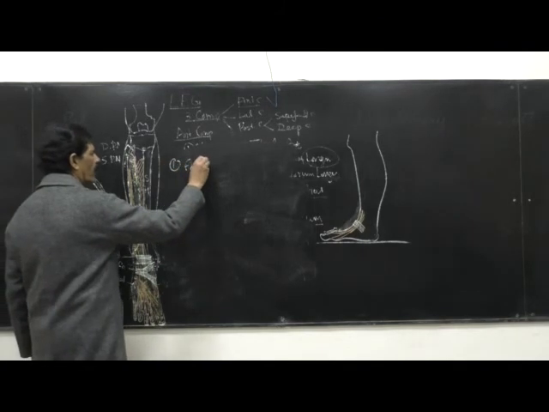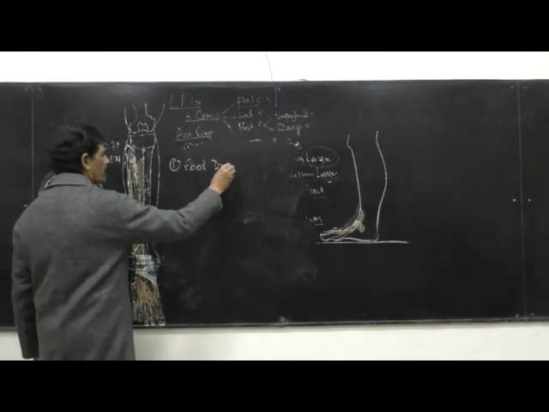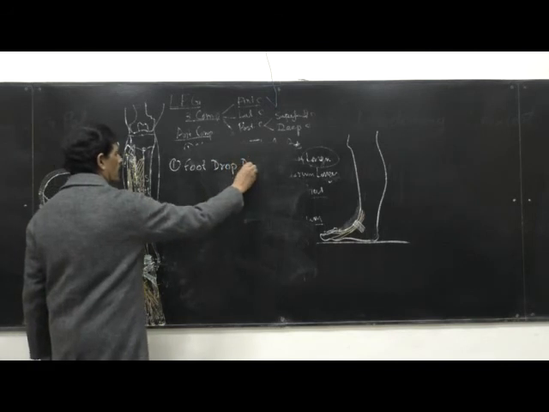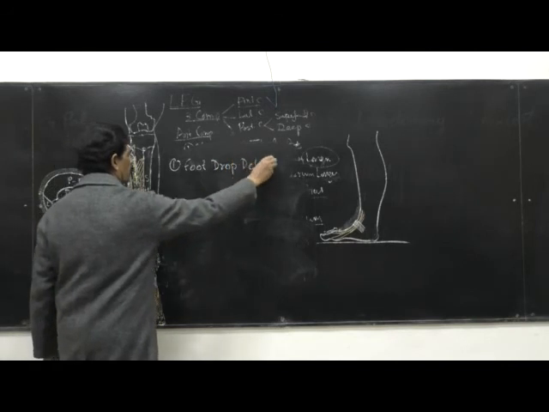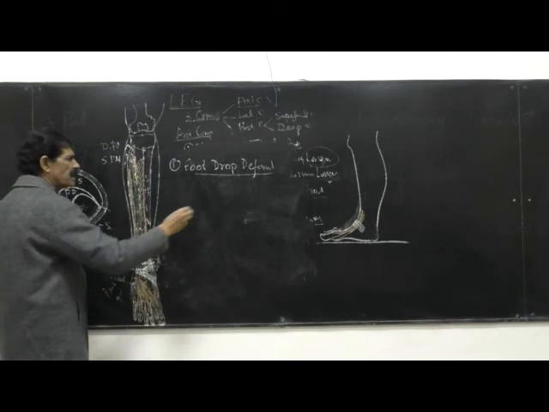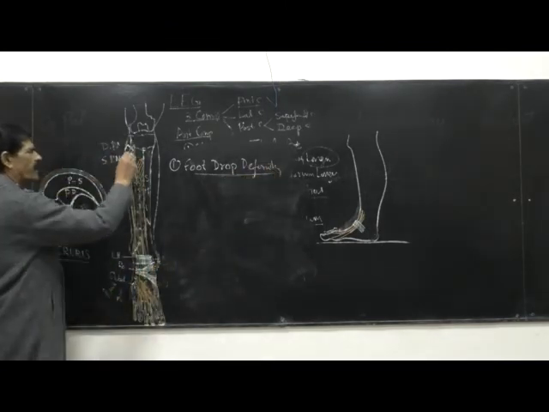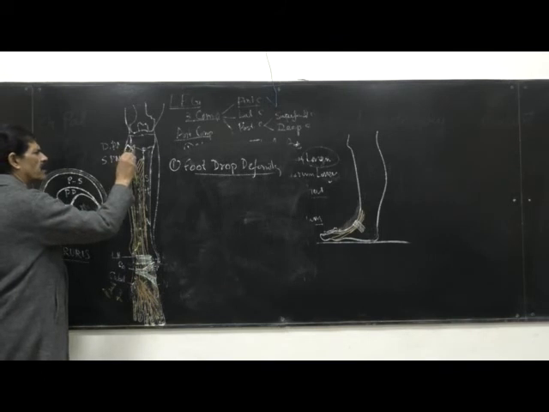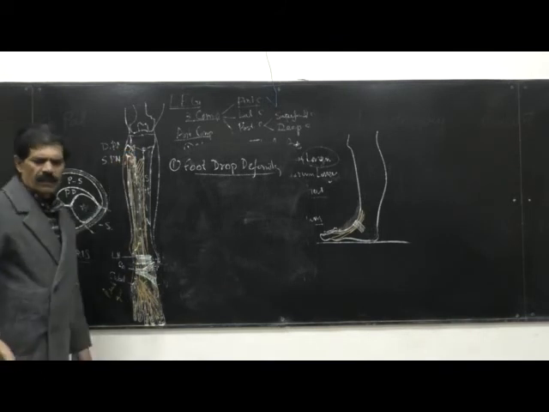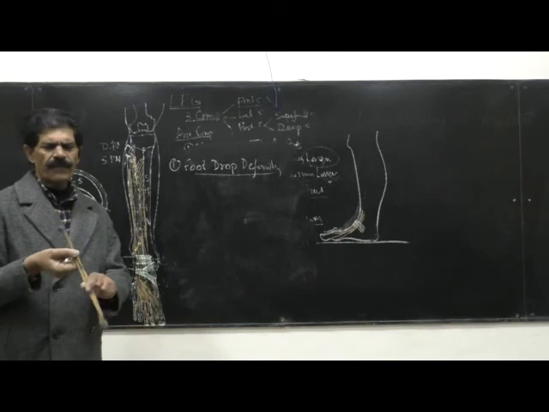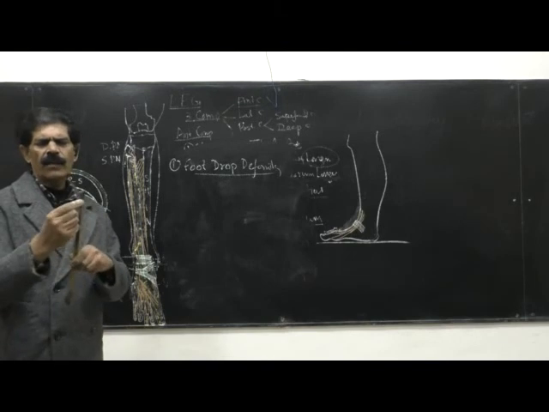Foot drop deformity. So the foot drop deformity, what happens? Whenever there is a fracture of the neck of the fibula, which is the narrowest part of the fibula.